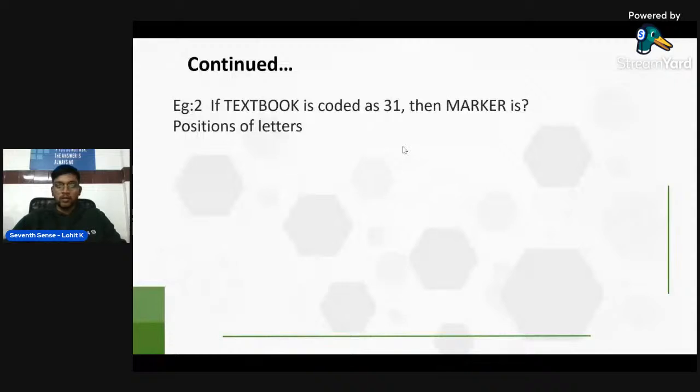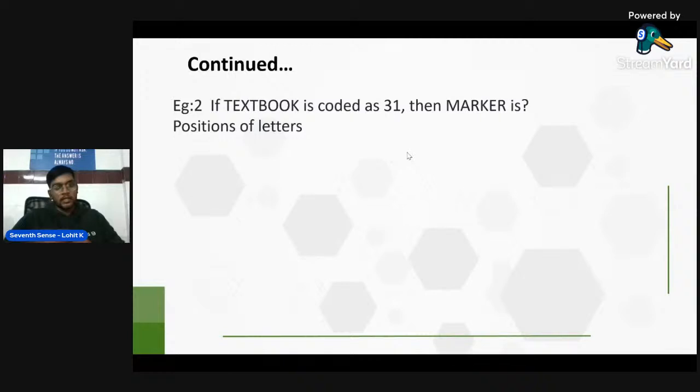So marker: M is 13, 13 plus 1 is 14, 14 plus 18 is how much? That will be 32, because R is 18. 32 plus 11 is 43, 43 plus 5 is 48, 48 plus 18 is again 66. If you know the numbers, you can easily calculate the answer.